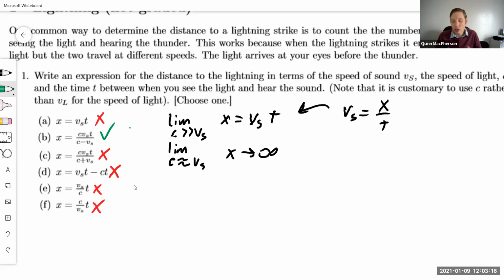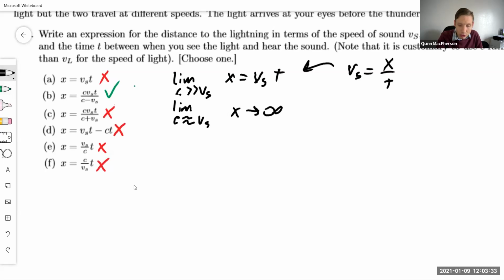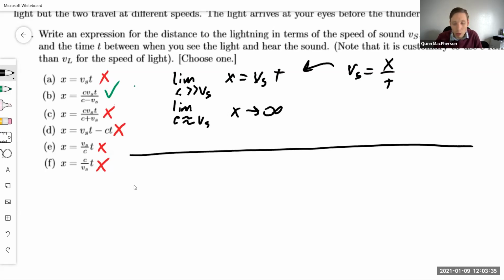Of course, limits aren't the only way to solve a problem. We could be given this problem without options A through F, and then we'd have to come up with a formula. So how would we do that? So now I'm going to do an alternative solution where I actually work out what this expression is, rather than just using deductive reasoning. Okay, so problem solving.